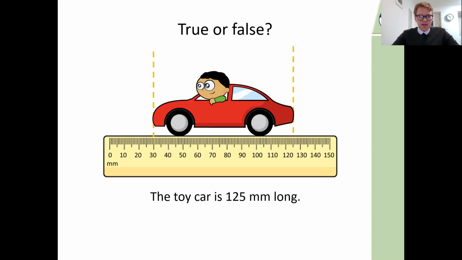So what do we think of this one then? Here is a toy car. I think we said this was Dexter's toy car yesterday, didn't we? Here is Dexter's toy car. True or false? The toy car is 125 millimeters long. Do you agree? So we had a very similar question yesterday, didn't we? I would say the reason that this isn't right, the reason this is false, is that we're not measuring from 0. So although it goes up to 125 millimeters, it didn't start at 0. How long is the car? That's a tricky question.